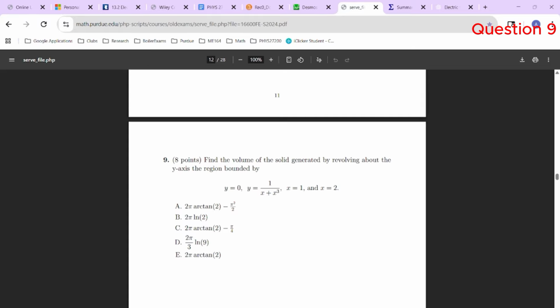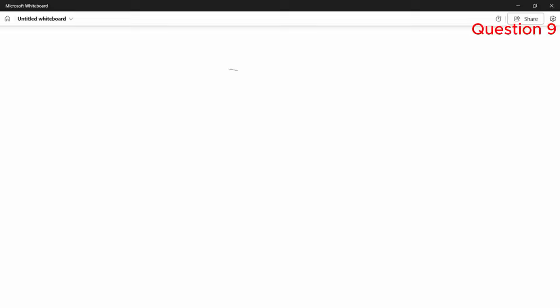Welcome back. We're going to go over question 9. Find the volume of the solid generated by revolving about the y-axis the region bounded by y equals 0, y equals the function, x equals 1, and x equals 2. So I'm going to write that all out. y equals 0, y equals 1 over x plus x cubed, x equals 1, x equals 2, which is essentially saying it's between 1 and 2.